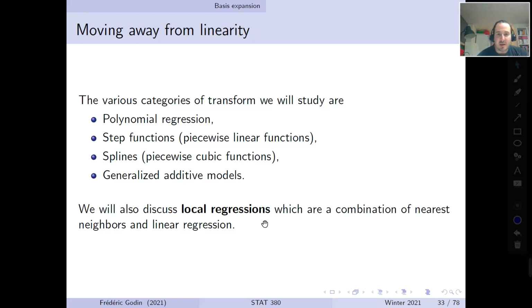Finally, at the end of the chapter, we'll discuss also local linear regression, which is some form of combination of linear regression and nearest neighbors method. Okay, so this is a bit of a distinct method, but we'll also introduce this one at the end when we talk about nonlinear prediction models.